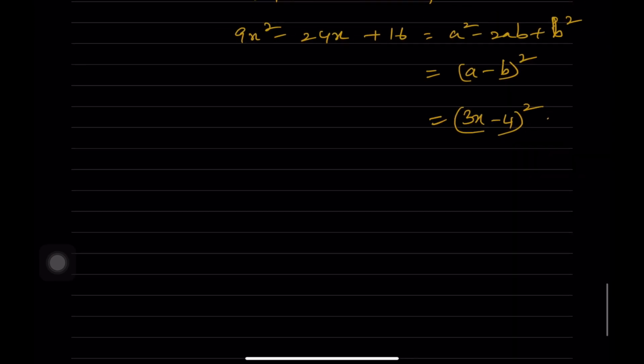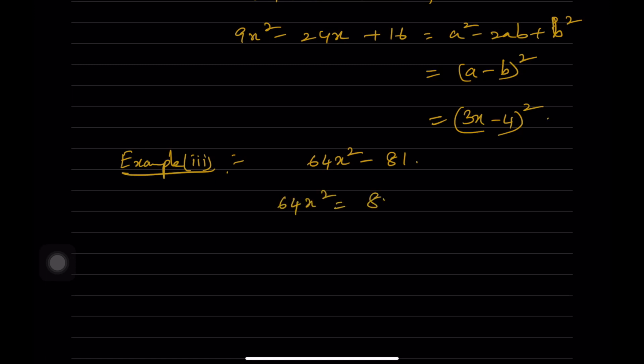Now for example 3 of identity, how do we factorize this type of problem? Suppose you're having 64x square minus 81. What are the factors for this? 64x square is written as 8x whole square. 8 8s are 64, x into x is x square. So you're getting this, and this is nothing but your a square. And next, what is 81? 9 whole square, which is equal to b square.